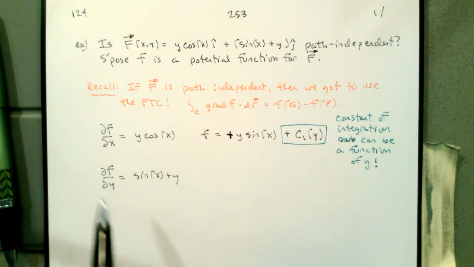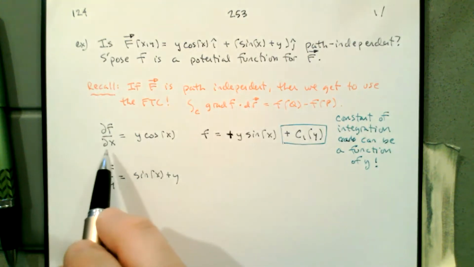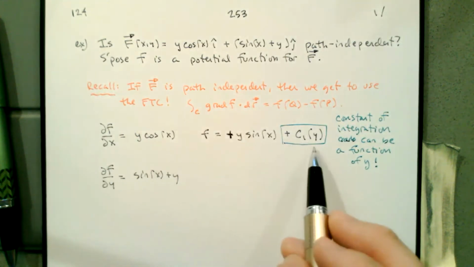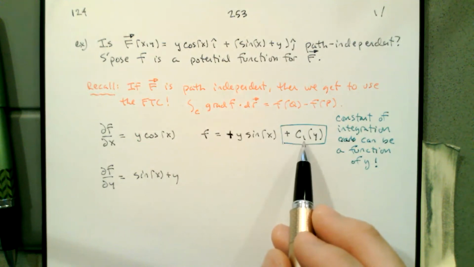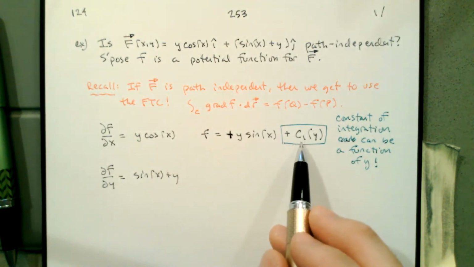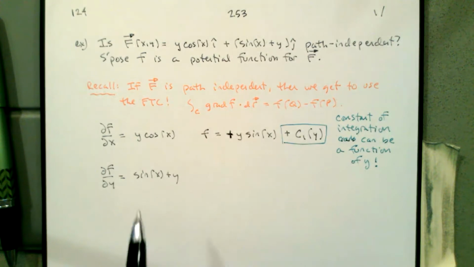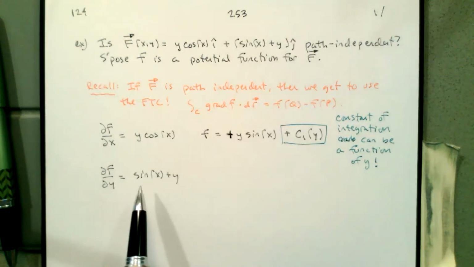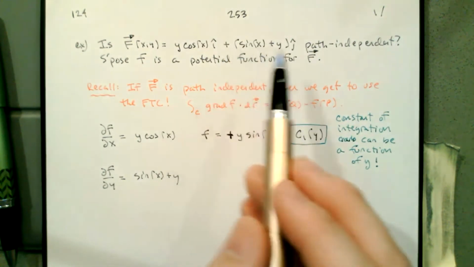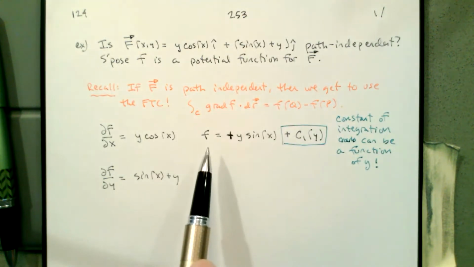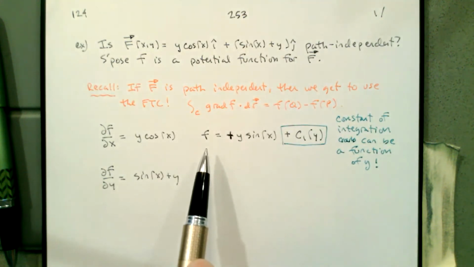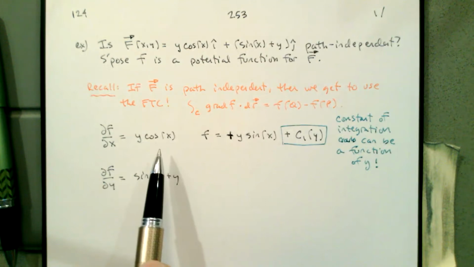So we've integrated the partial derivative of f with respect to x, and with respect to x, we have this plus c1 of y. The new idea here is that the constant of integration can be a function of y only, instead of just a plain old constant. We know that our partial derivative of f with respect to y should look like sine x plus y, because that's the j component. Instead of integrating our partial of f with respect to y, we can just differentiate the expression we got from integrating the partial of f with respect to x.